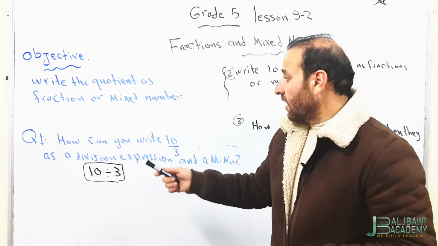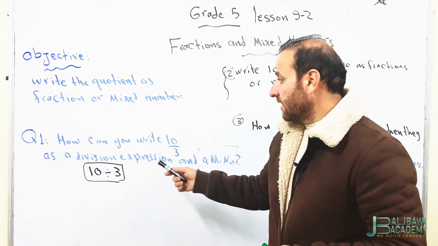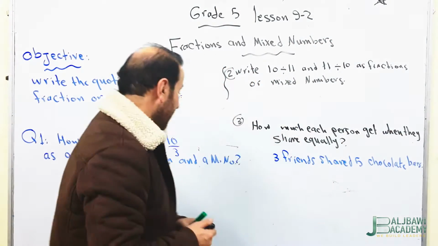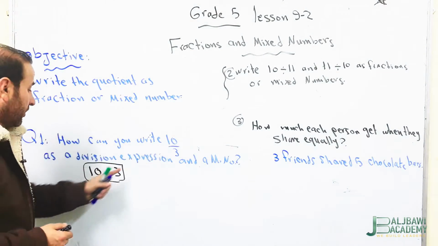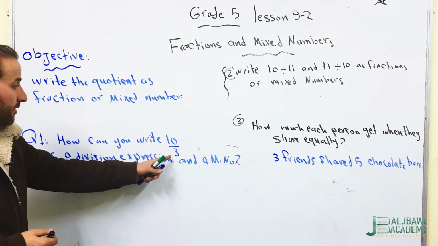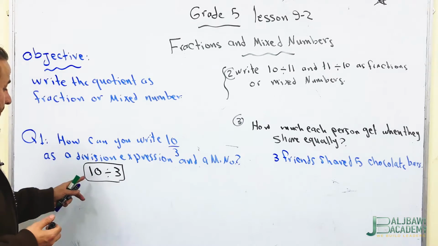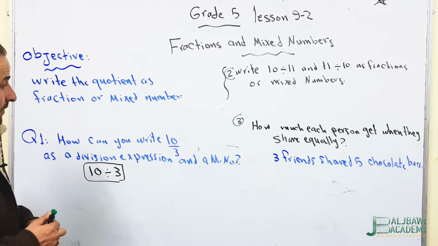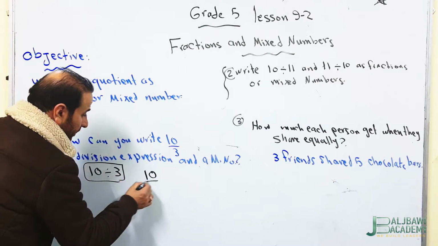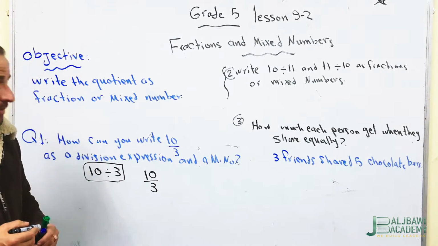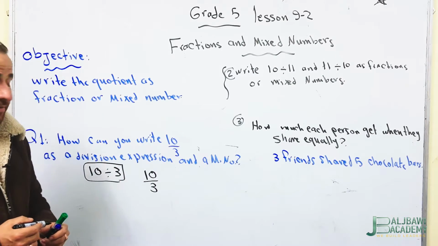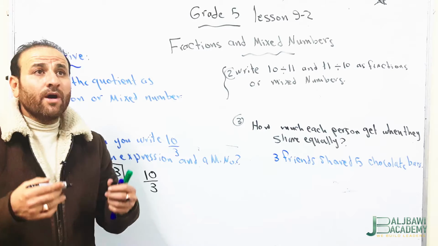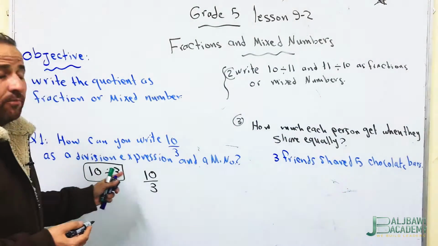The first question: how can you write 10 over 3 as a division expression and a mixed number? To write the fraction as a division, we need to write the numerator as the dividend and the denominator as the divisor. So it becomes 10 divided by 3. Now, how do I write this as a mixed number? This 10 over 3, because the numerator is greater than the denominator, we call it an improper fraction. Now, how do I change an improper fraction into a mixed number? Or how do I imagine dividing 10 by 3?